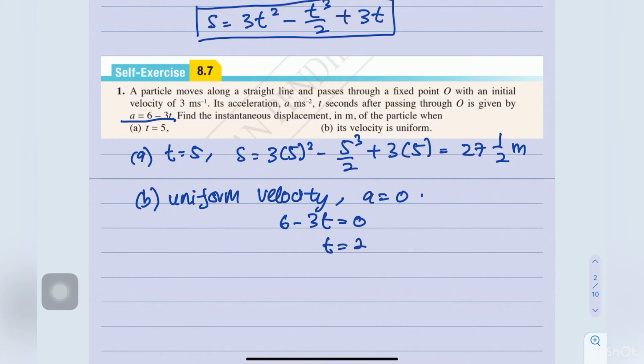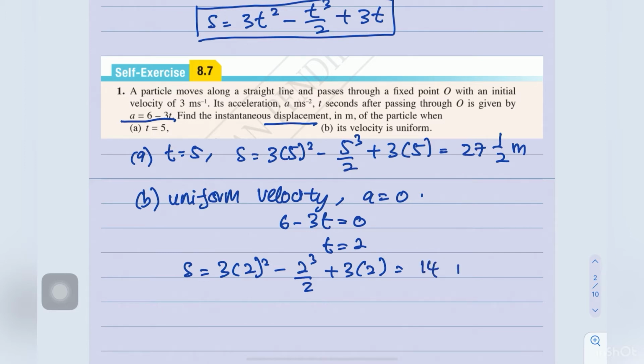We are going to find displacement, so substitute into displacement. S equals 3 times 2 squared minus 2 cubed over 2 plus 3 times 2, which equals 14 meter. So meaning that when the velocity is uniform, the particle is 14 meter to the right of point O.